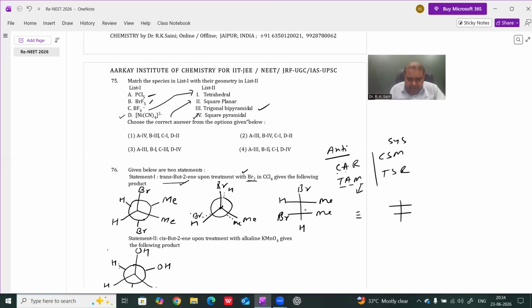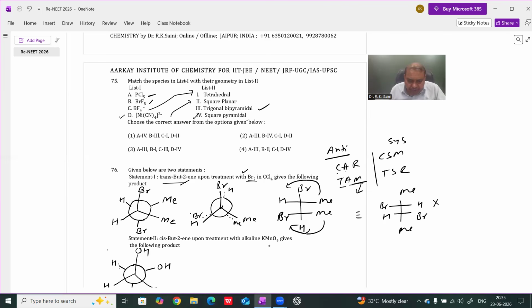The vertical line represents the principal chain of the compound, and then the groups are simultaneously rotated. Therefore, Me, Br and H in the top carbon, and similarly rotating simultaneously, Me, H and Br. It is not a meso. Therefore, statement first is incorrect. Next, check statement second.